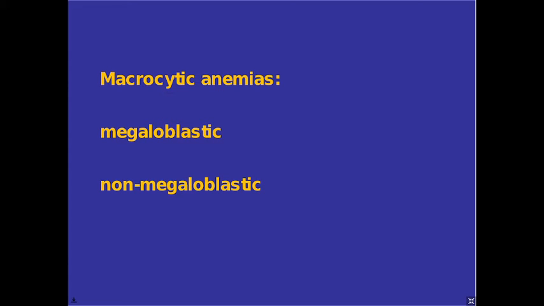Macrocytic anemia, the first type, when the MCV is more than 100 femtoliters, is subdivided into megaloblastic and non-megaloblastic. Megaloblastic is associated with certain features of erythropoiesis, a megaloblastic type of anemia in the bone marrow with B12 deficiency, for example.